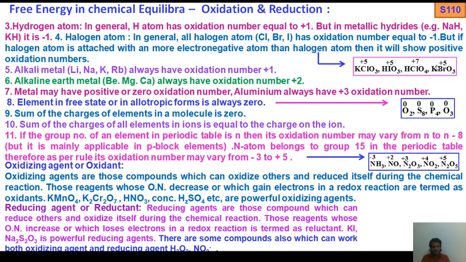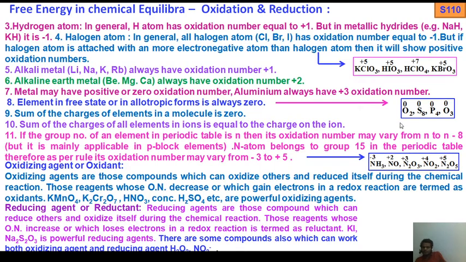Remember this rule. Alkali metals like sodium, potassium, rubidium, cesium, francium always have oxidation number equal to +1. Alkali metals are group number 1, so they should have oxidation number +1. Similarly, alkaline earth metals, beryllium, magnesium, calcium always have oxidation number +2. Metals may have positive or 0 oxidation number, like aluminium always has +3, and an element in free state or in allotropic form is always 0.